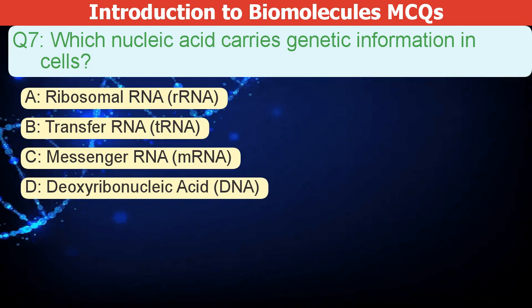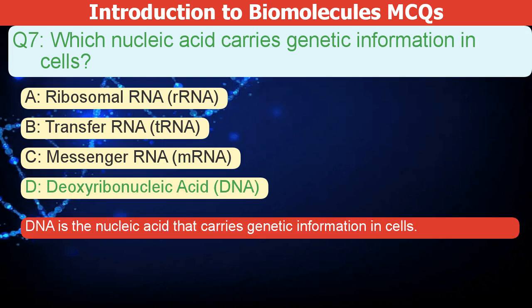Which nucleic acid carries genetic information in cells? A. Ribosomal RNA, rRNA. B. Transfer RNA, tRNA. C. Messenger RNA, mRNA. D. Deoxyribonucleic acid, DNA. The correct answer is D. DNA is the nucleic acid that carries genetic information in cells.